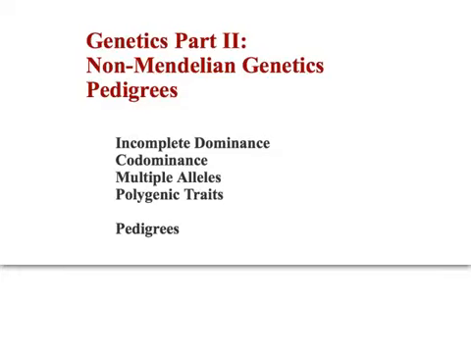From this video on, for the rest of the unit, we're going to be talking about what's called non-Mendelian genetics. Basically, this is genetics that was not discovered by Gregor Mendel and does not follow his basic rules. The types of non-Mendelian genetics that we're going to be addressing in this video include incomplete dominance, codominance, and multiple alleles. So let's get started.